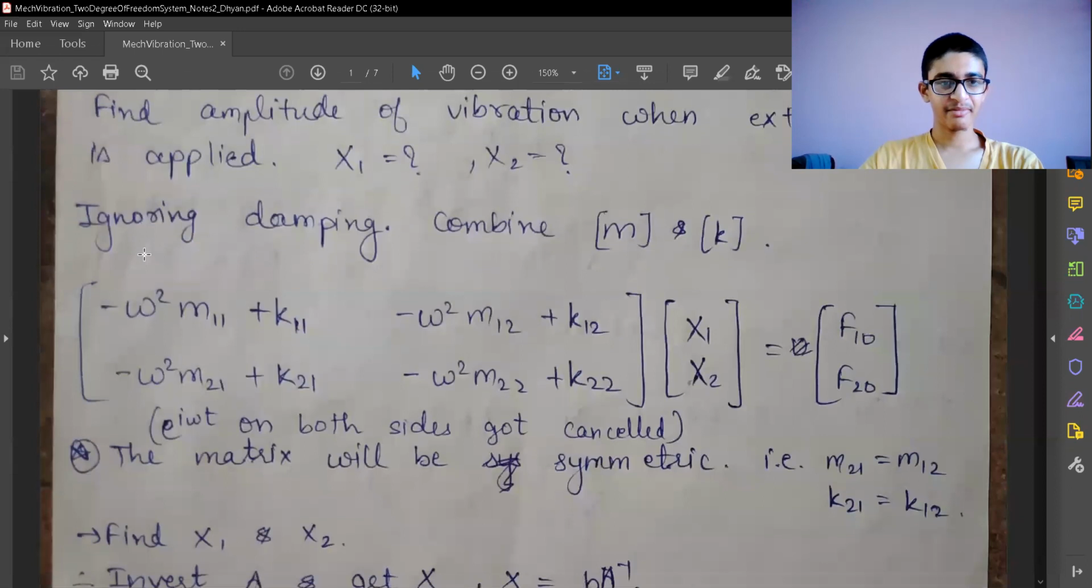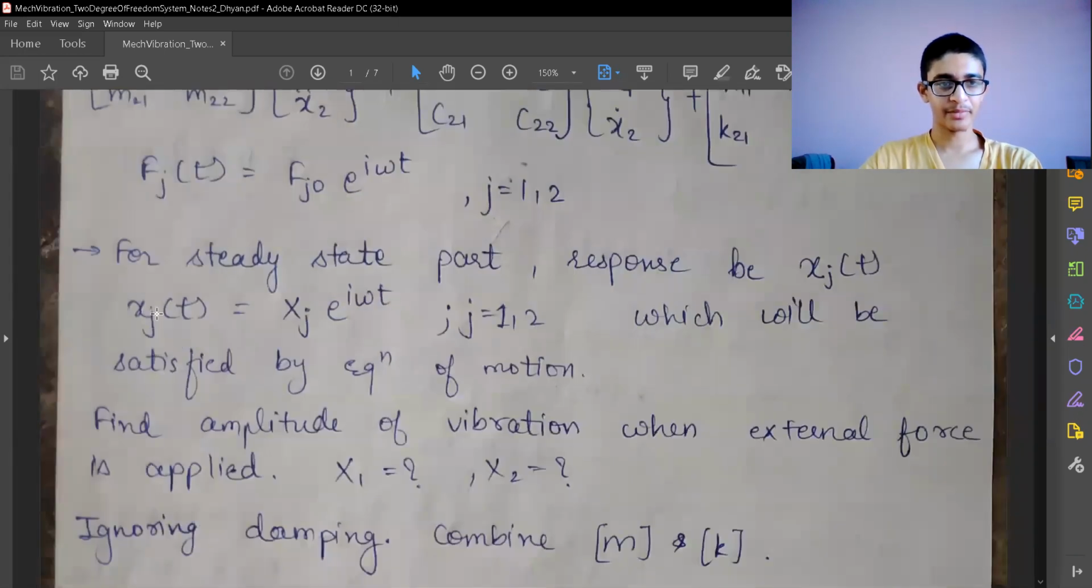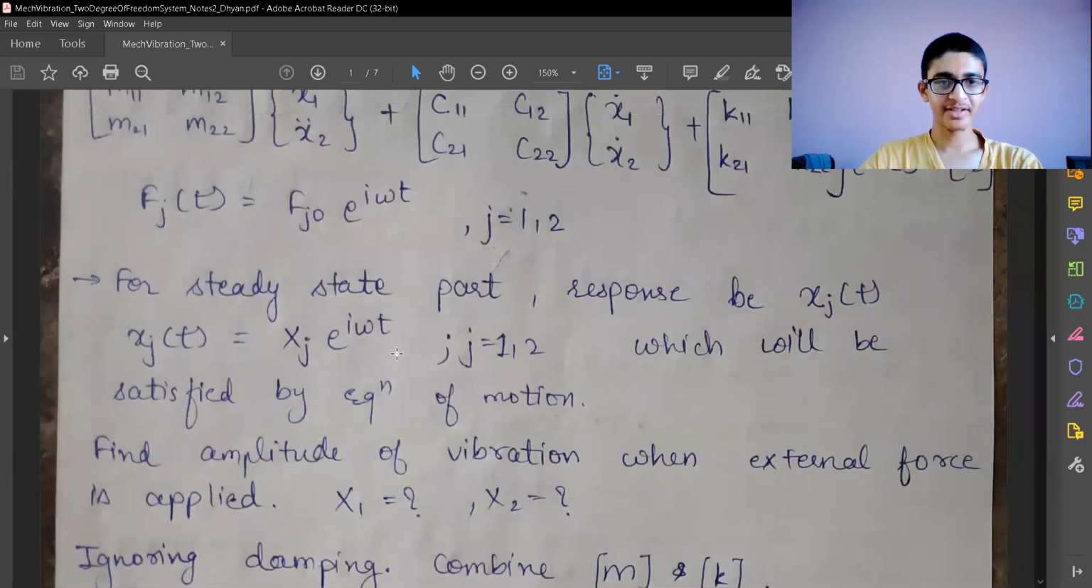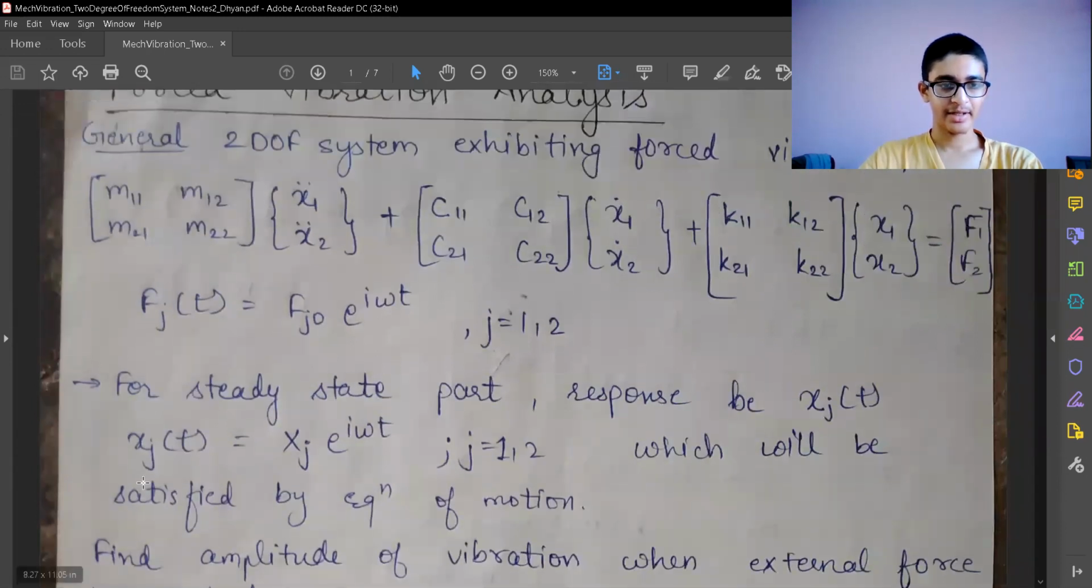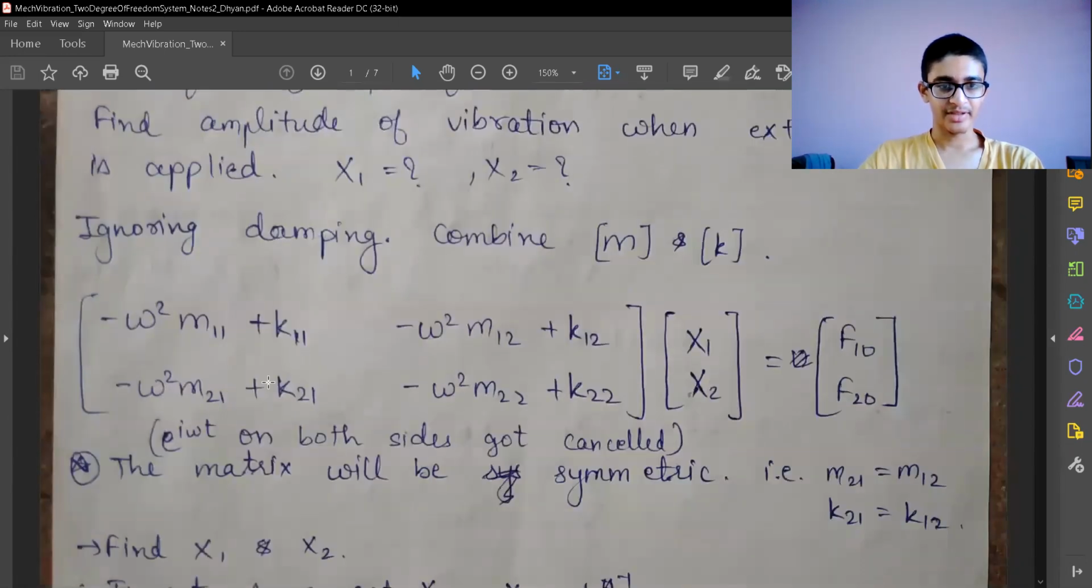So let's start first by simplifying the case. We are ignoring the damping, so we'll only have mass and stiffness matrix right now. We have combined all the mass and stiffness terms, and we have substituted x, and x double dot by twice differentiating this equation and substituting it here. So that's all we have.